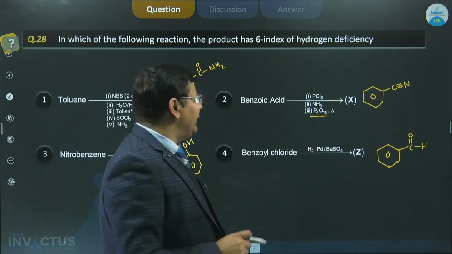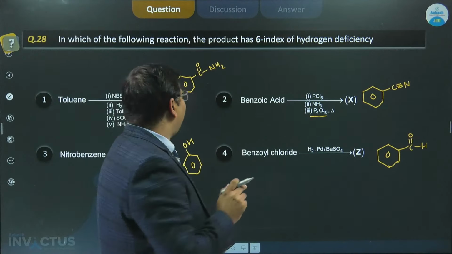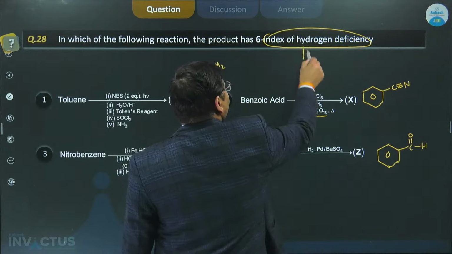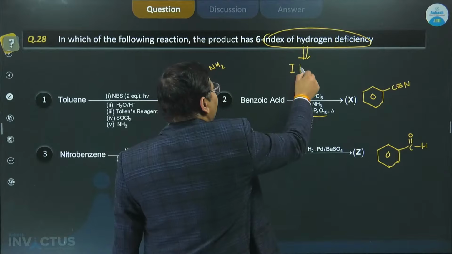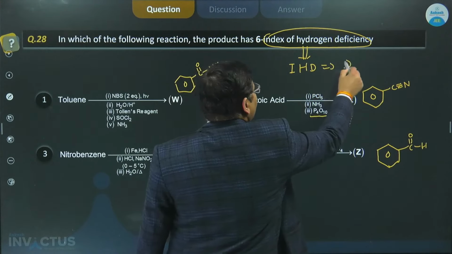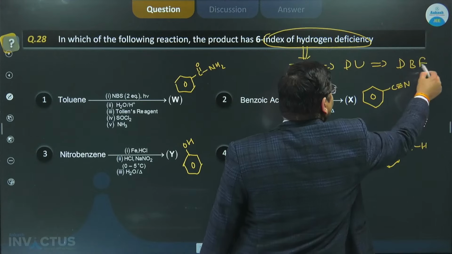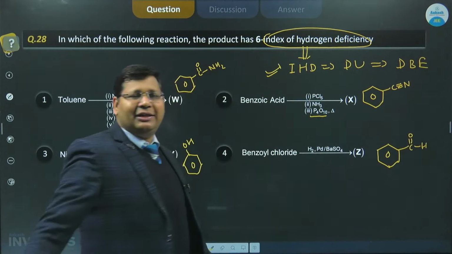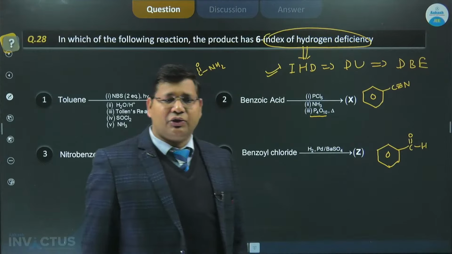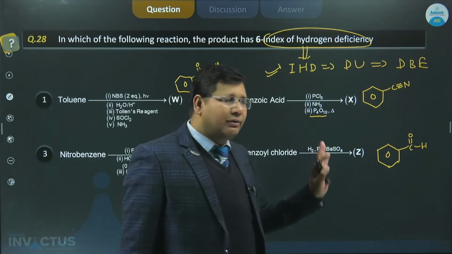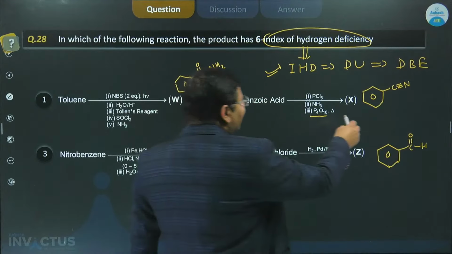So students, in that case you can clearly see, तो which question has 6 index of hydrogen deficiency. तो बच्चों कई बार ये IHD नंबर को हम लोग DU से रिप्रेजेंट कर सकते हैं या डबल बॉन्ड इक्विवेलेंट से रिप्रेजेंट कर सकते हैं. देखो IHD नंबर इज इंडेक्स ऑफ हाइड्रोजन डेफिशिएंसी, जिसको हम डबल बॉन्ड से रिप्रेजेंट कर सकते हैं, डिग्री ऑफ अनसैचुरेशन, डबल बॉन्ड इक्विवेलेंट. तो किसका डबल बॉन्ड इक्विवेलेंट आपका 6 होगा?